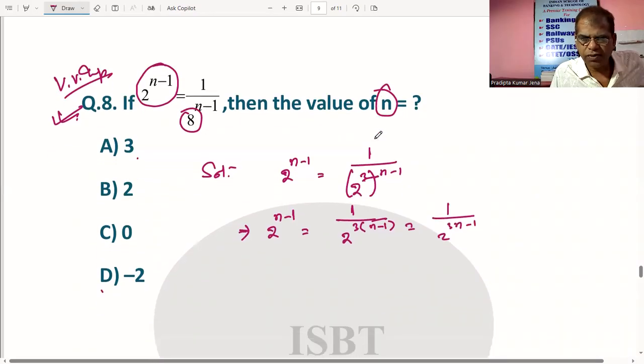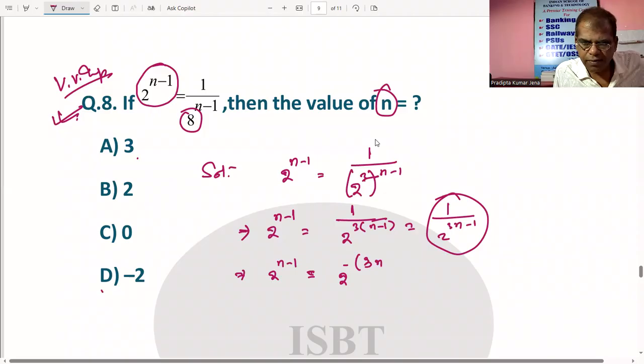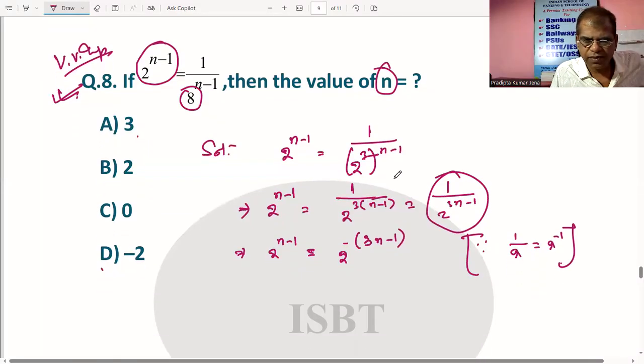Okay, now we can write the next very interesting step. 2 to the power n minus 1 is equal to, we can write this as 2 to the power minus (3n minus 1), because we know that 1 by a is equal to a to the power minus 1. Okay, so apply this formula here.